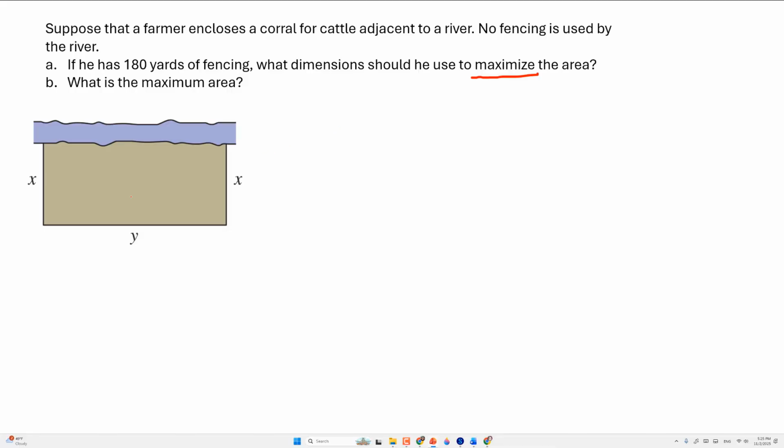So they give us some information. They tell us that there's 180 yards of fencing. So all this fencing around the perimeter here adds up to 180. So 2x plus y is equal to 180. And then they are saying we want to maximize the area. So whatever function we're going to create that we're going to maximize, that quadratic, that parabola, that function has to represent the area of this rectangle. And we know that area of a rectangle is length times width. So our function is going to look like x times y. And we can call our function whatever we want to. I'll call it A of x for area, and that's what that equals.